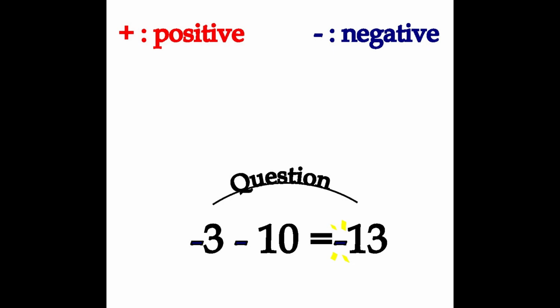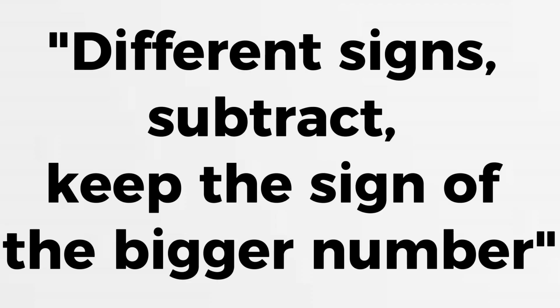When the numbers in a question have different signs, subtract the smaller number from the bigger number like you usually would. But when you get your answer, give your answer the sign of the bigger number.